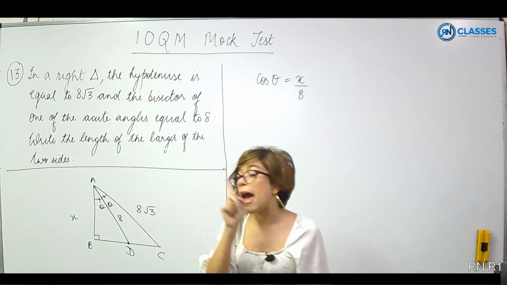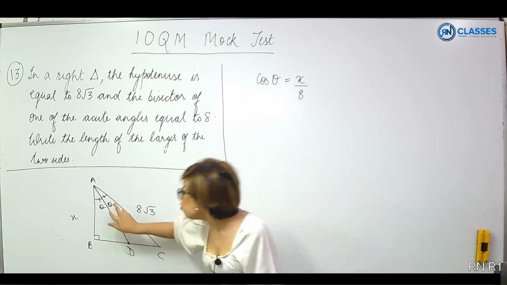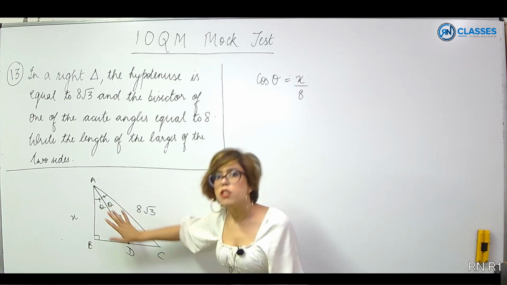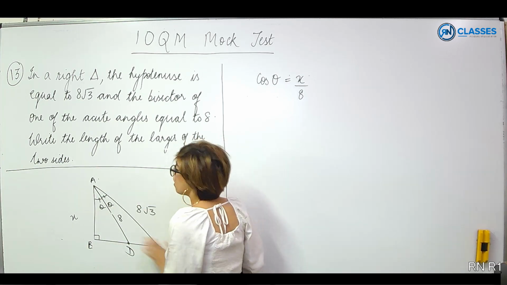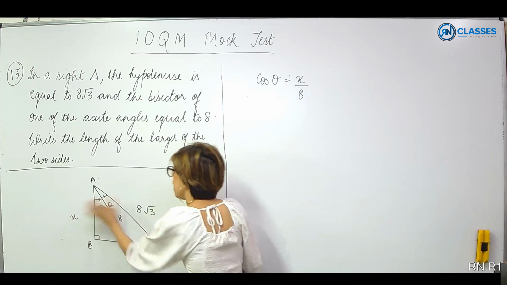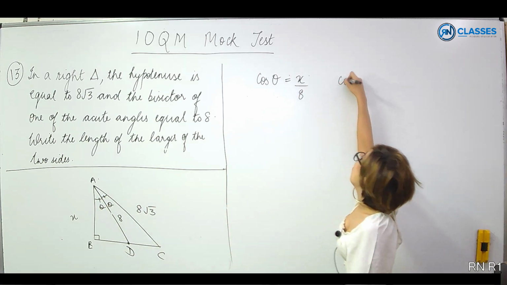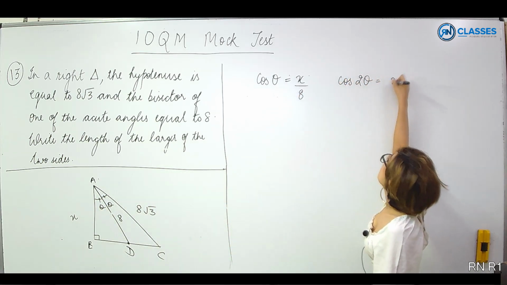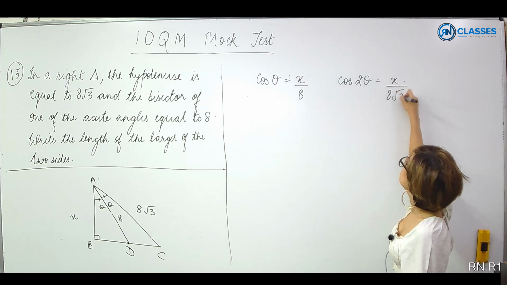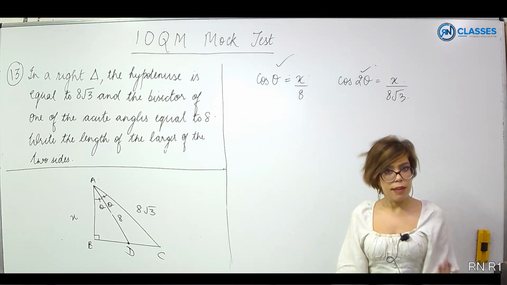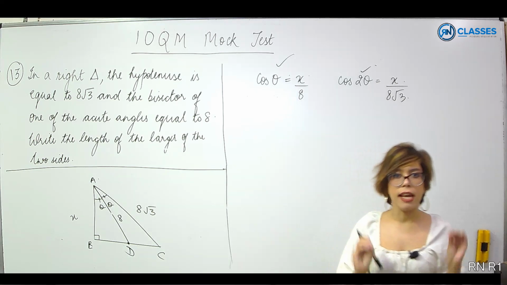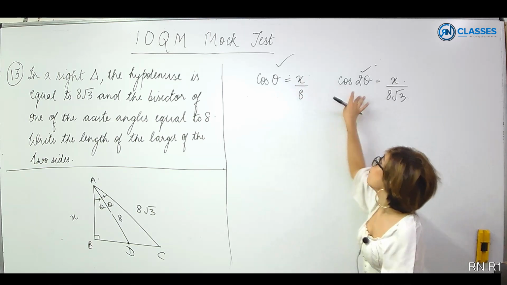Theta is not there, but I can have a right triangle where two theta is getting involved. So let me write it. Let's see what happens. So go to the big triangle ABC. Now cos 2 theta is x by 8√3. Cos 2 theta is equal to x by 8√3. This is theta. This is 2 theta. Interesting. Now even though I have both the equations in theta and x, but still here the angle has changed.